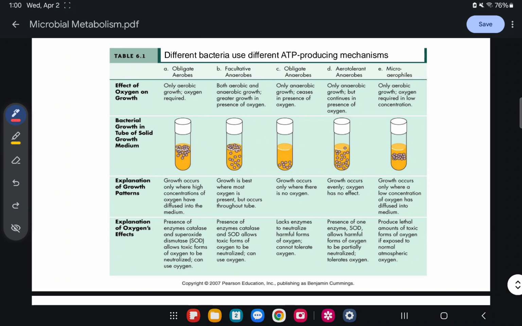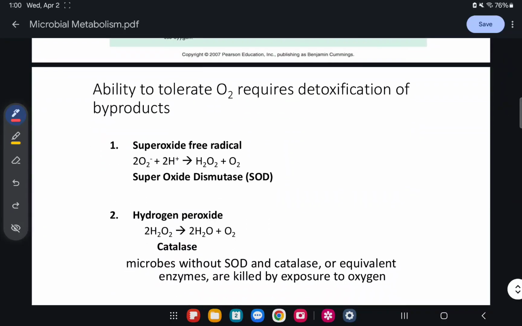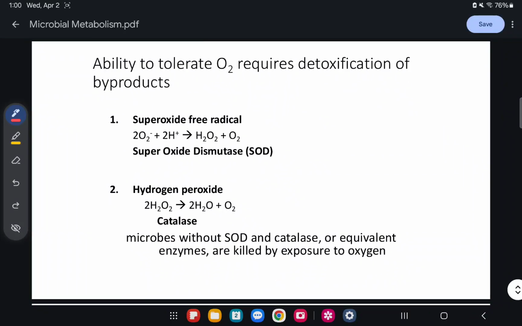All right? So, and we do know that the ability to tolerate molecular oxygen requires the detox reaction. So superoxide dismutase will do this reaction for you, and really, it'd be nicer if this arrow were much longer so that I could write the word superoxide dismutase over it, okay, so that you would know that that's what's doing it.